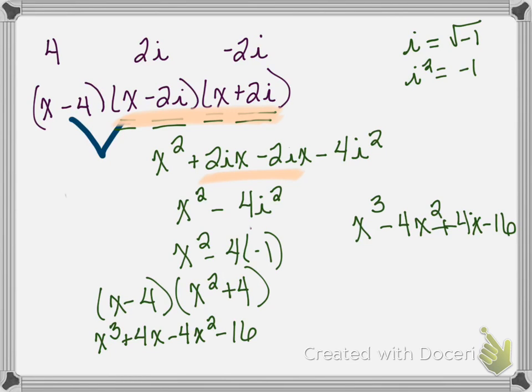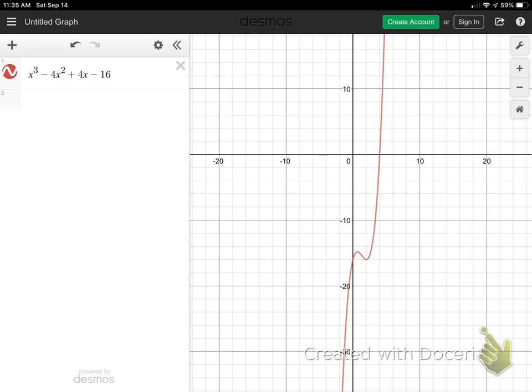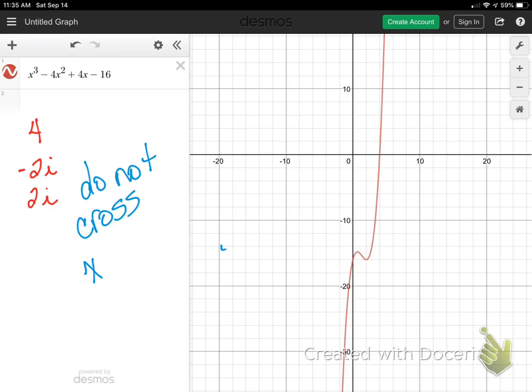Now, just to wrap our minds around all of that, I want to show you the graph. If you remember, the solutions were 4, negative 2i, and positive 2i. When I have something in the complex system of numbers, they do not cross the x-axis. They are imaginary. They are complex solutions. So here is the graph of this. 4 is a rational, not irrational, solution. It crosses the x-axis right there.